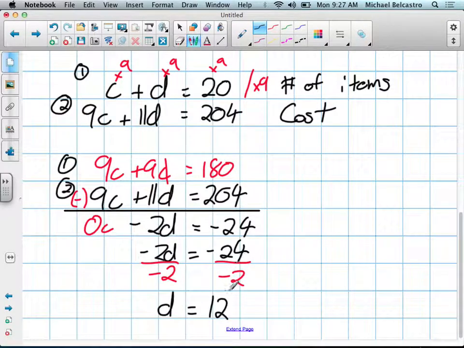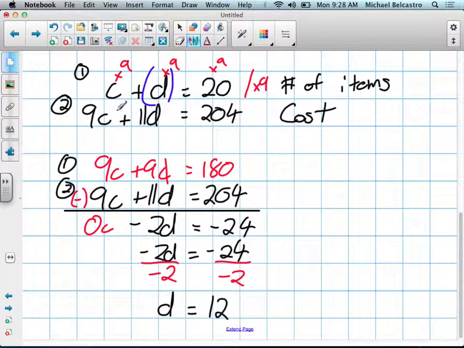Okay? Now remember, I can substitute back in this D value into one of these equations, and quickly off the top of my head, if I sub 12 in for D, what's C going to be? 8, right? 12 plus 8 will give us 20. That's a really simple way to do it, and it's fine if you do it that way. But I just want to show you how we could use elimination to solve both.